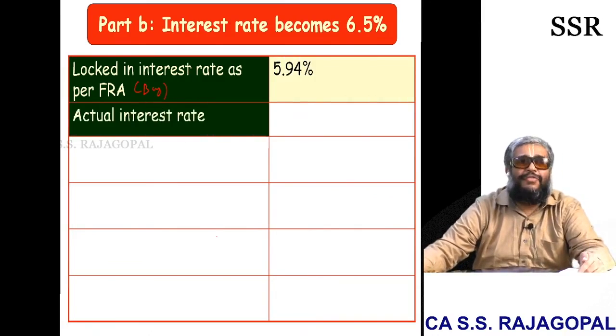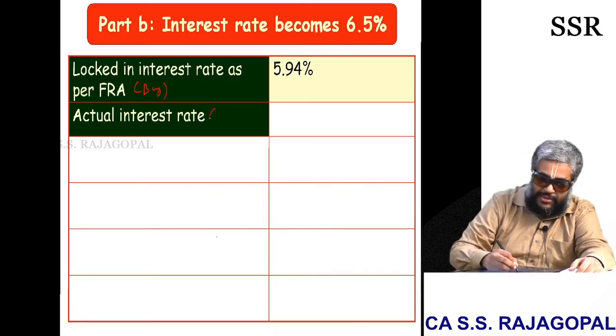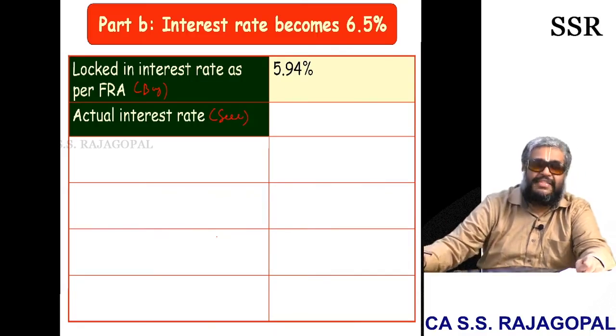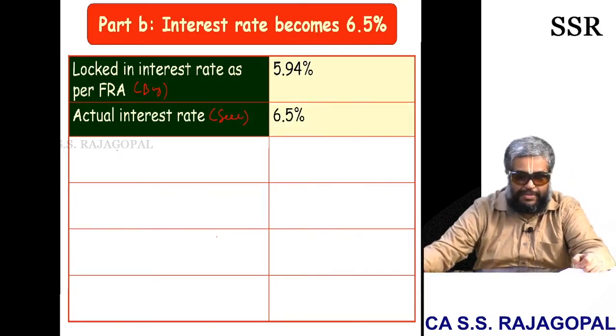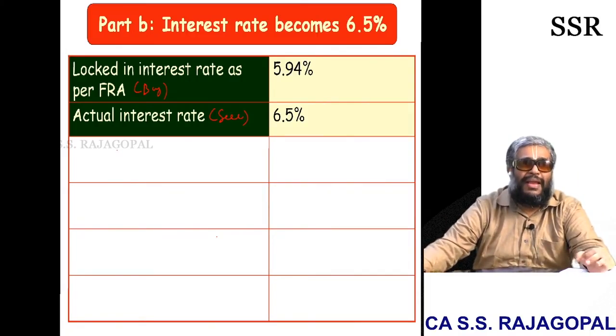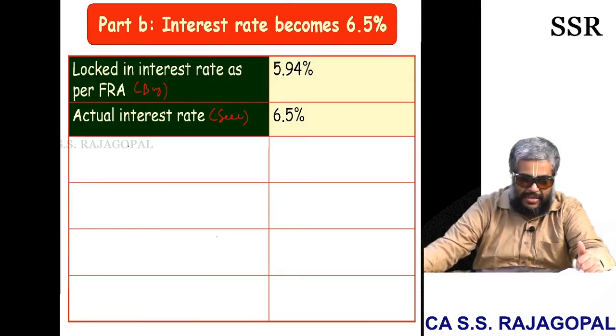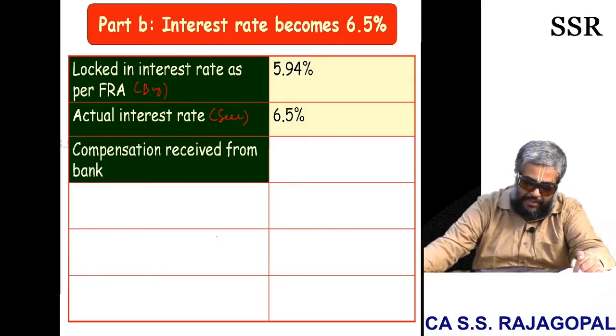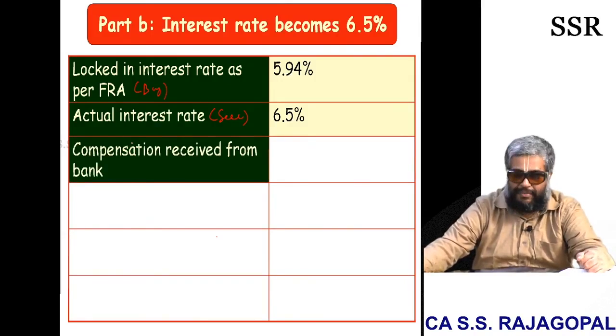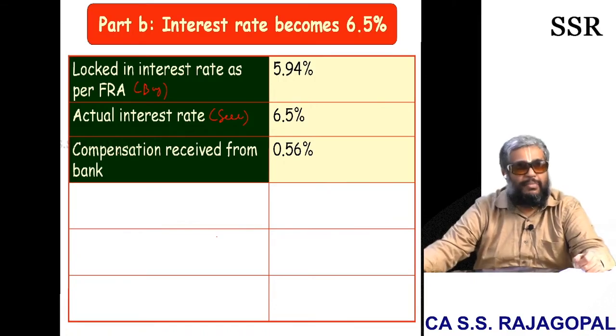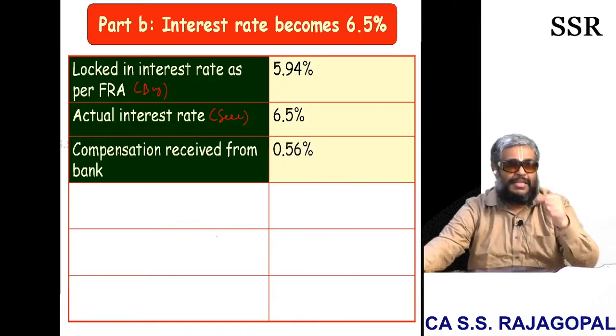Actual interest after 3 months, that is the actual reference rate, at which I have to now sell, is 6.5%. I agreed to buy an interest at an FRA of 5.94%. That interest turned out to be 6.5%. So compensation received from bank is going to be 0.56%.